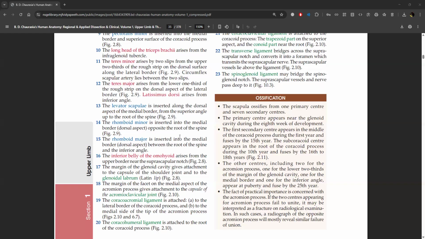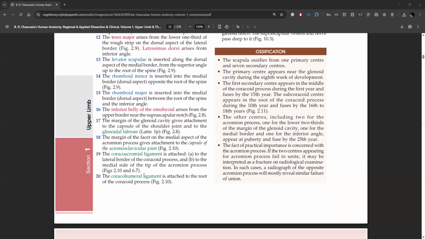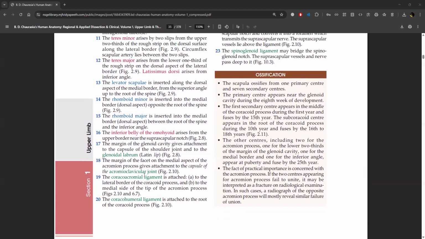Number 17th, the margin of the glenoid cavity gives attachment to the capsule of the shoulder joint and to the glenoidal labrum. Number 18th, the margin of the facet on the medial aspect of the acromion process gives attachment to the capsule of the acromioclavicular joint. Number 19th, the coracoacromial ligament is attached to the lateral border of the coracoid process and to the medial side of the tip of the acromion process.